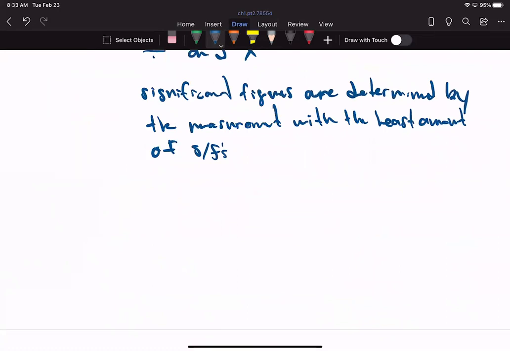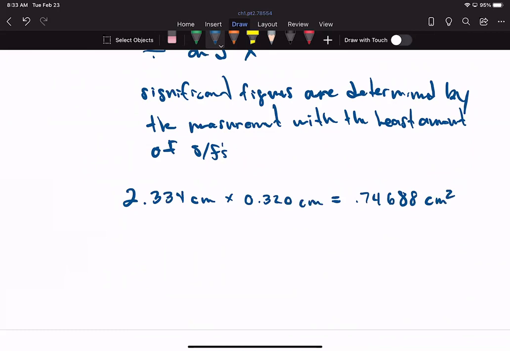So if I put a calculation up, let's put 2.334 centimeters multiplied by 0.320 centimeters. When I calculate this on the calculator, let's see what we get. We get 2.334 times 0.320, and I get an answer of 0.74688.